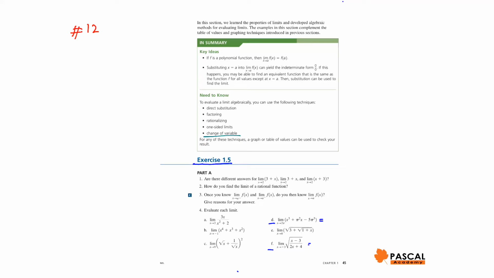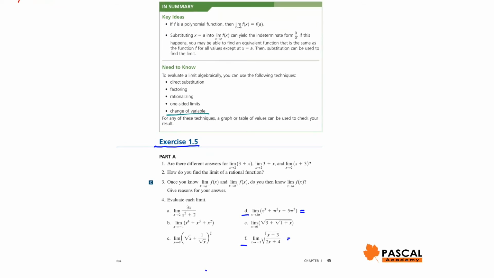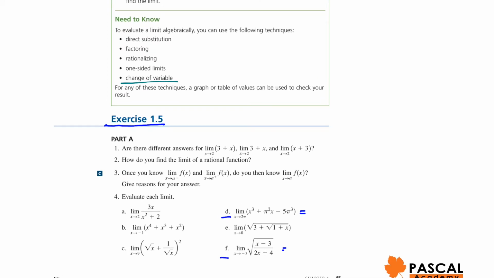MCV4U1, Chapter 1, Introduction to Limits, Session 12. In this session, we are working on exercises given in Session 11, Exercise 1.5, on pages 45, 46, 47 of the textbook.